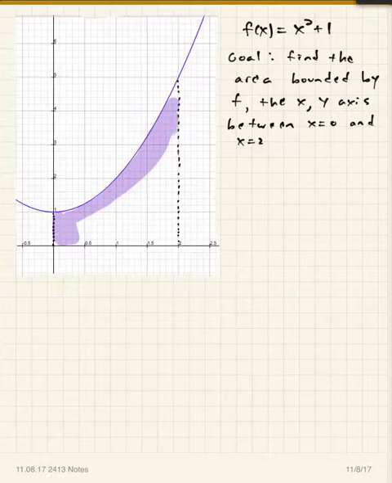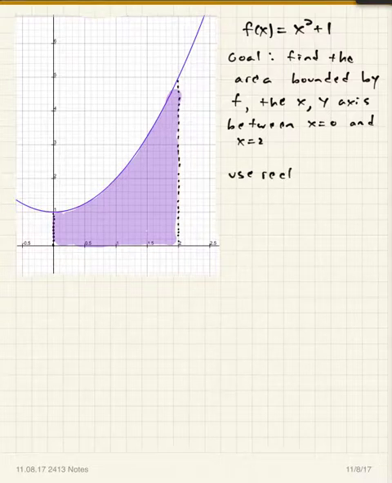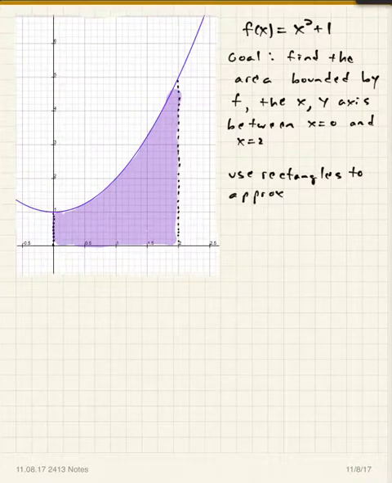So we have a nice function here. We know the function, not a difficult one to graph. It's a simple one to evaluate. And so this is our goal, to try to find this area. Okay, and so the scheme we're going to use is rectangles, because we know the area of a rectangle. So we're going to use rectangles to approximate the area of this region.